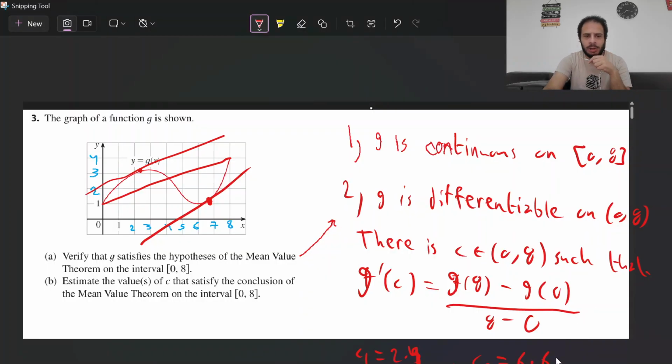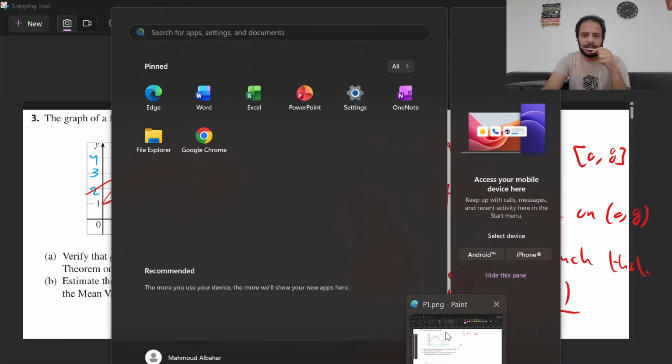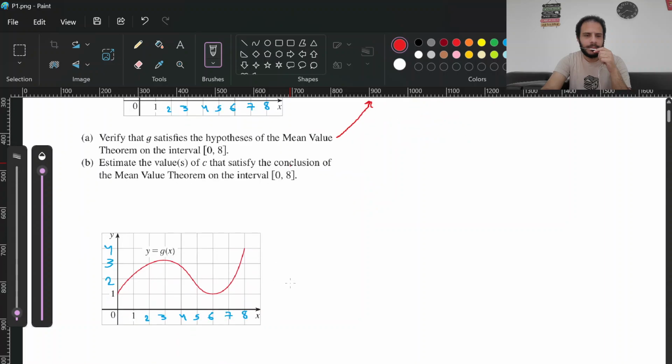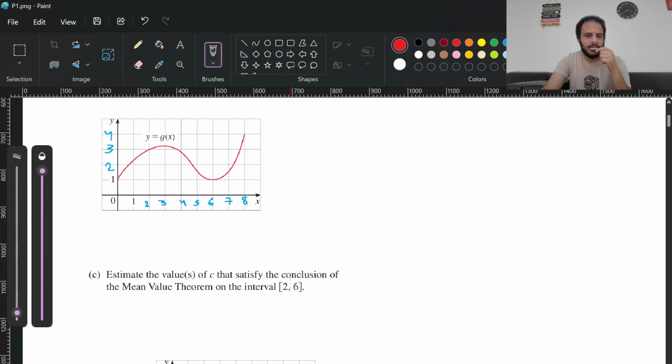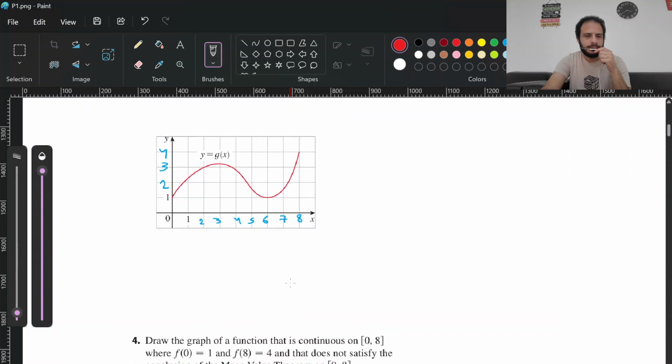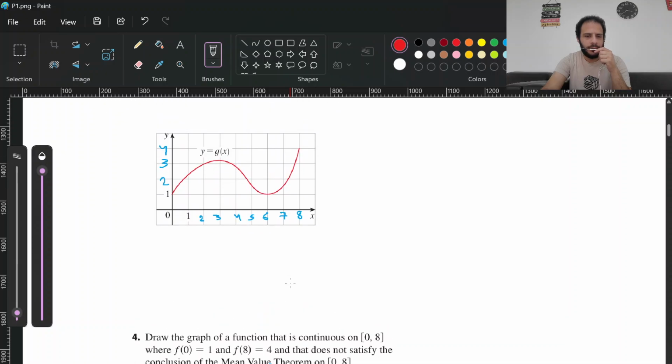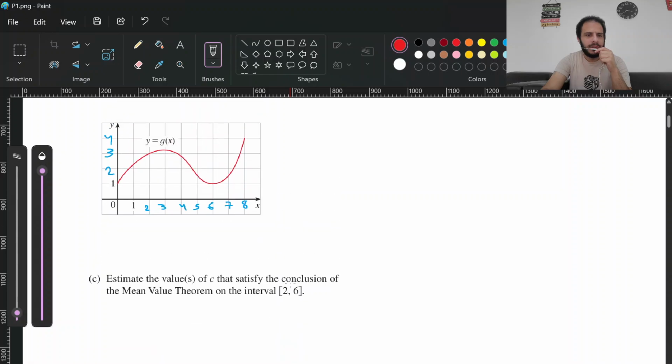Let's continue now. Let's solve the next one. Next we have also part C. No, 4 is another one. So let's solve part C now.